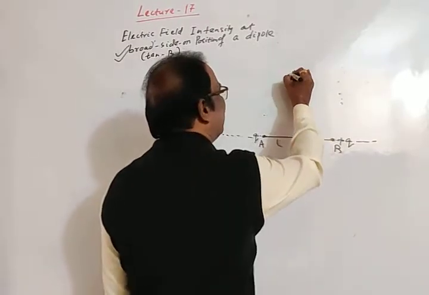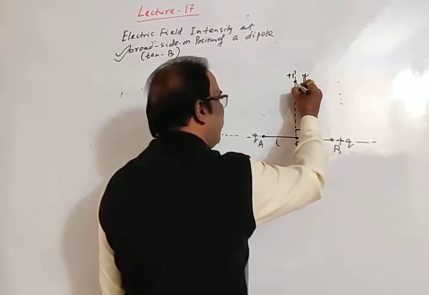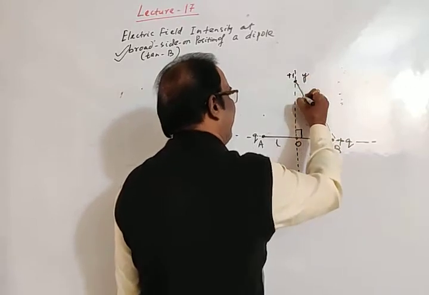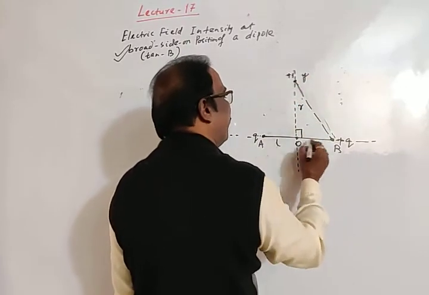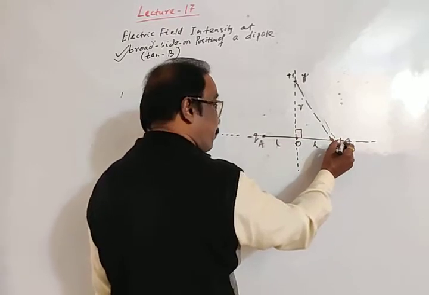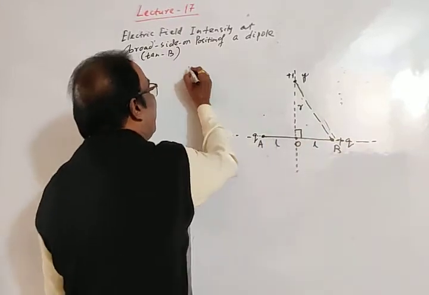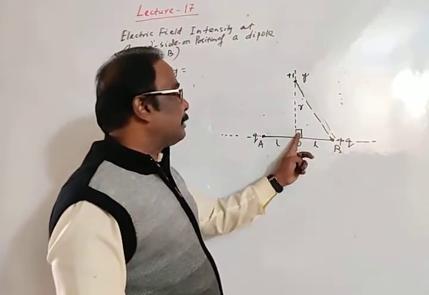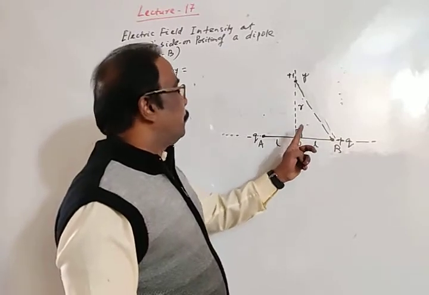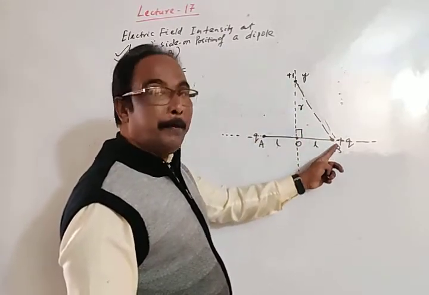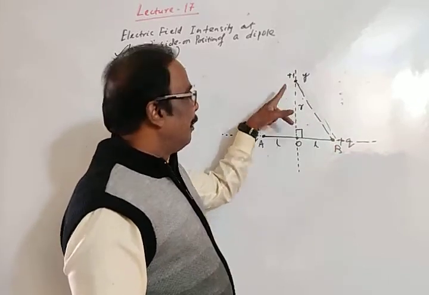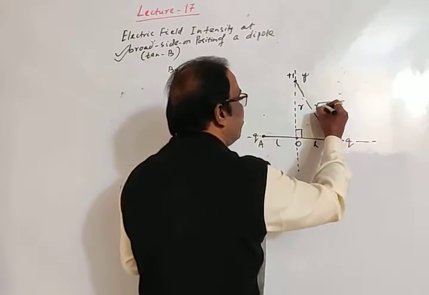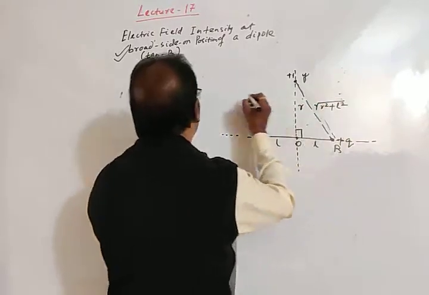Okay, let's place a unit positive charge at point y. Then the distance of y from plus q: see, this is a right angle triangle, this angle is 90 degrees. So from right angle triangle OYB, base is L, perpendicular is R, and BY is the hypotenuse, which equals the square root of R square plus L square.